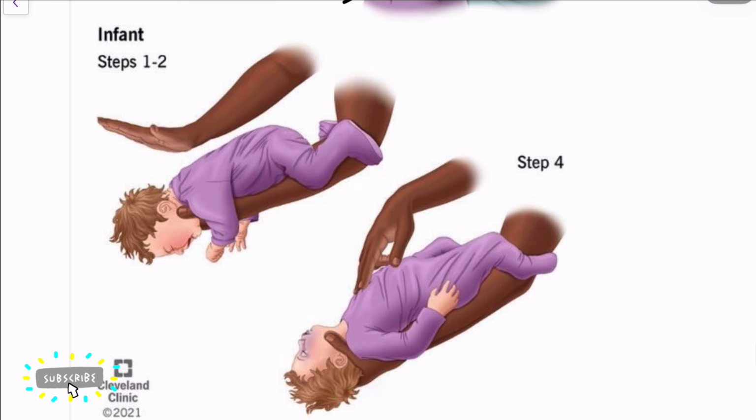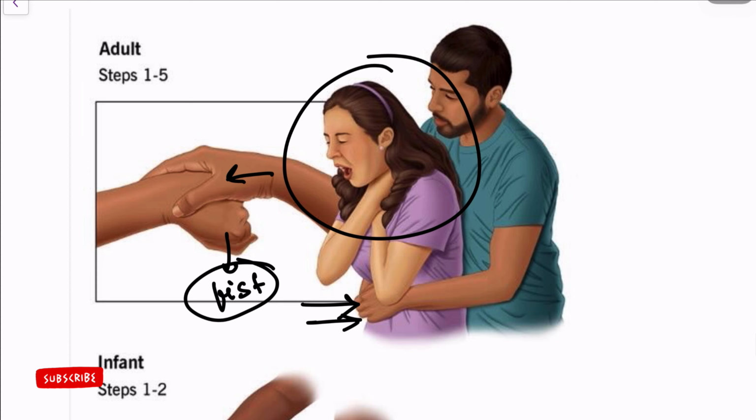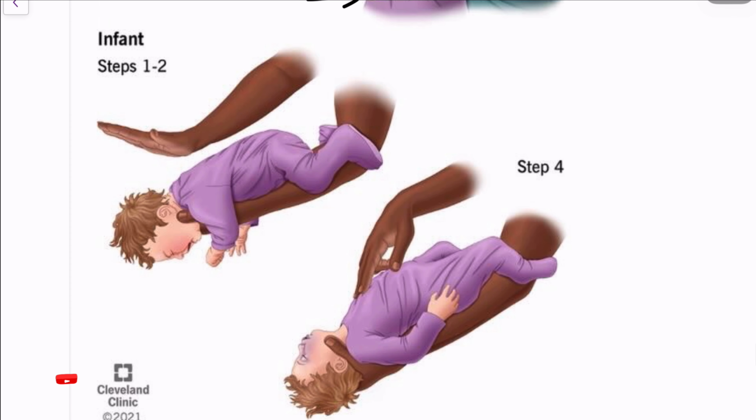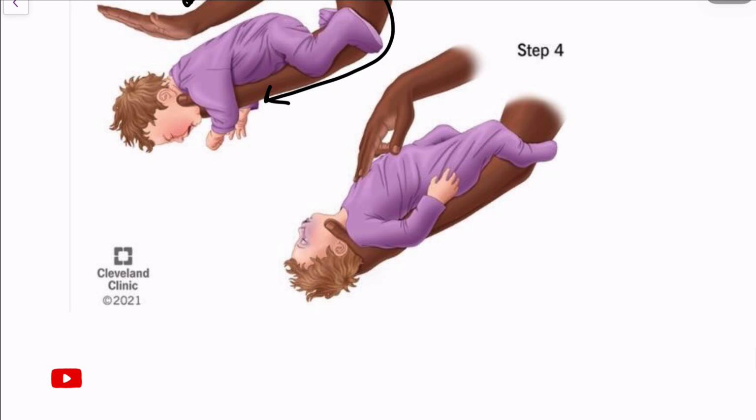But in cases of infants and children, it is very difficult to do the Heimlich maneuver like this. So in cases of infant, you will place the infant over your one hand and you will tap over the back of the chest, and again you will place the infant in supine position. Then you will give chest compression to the infant so that the object comes out via the mouth.